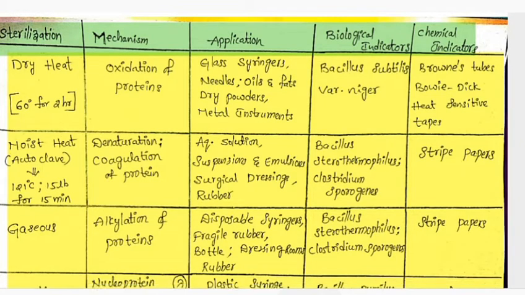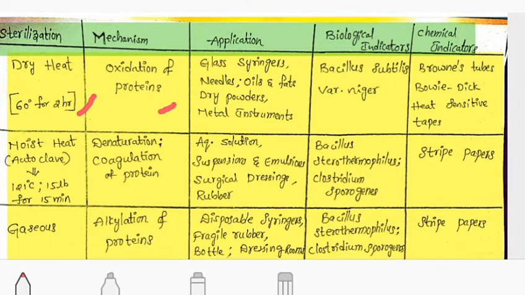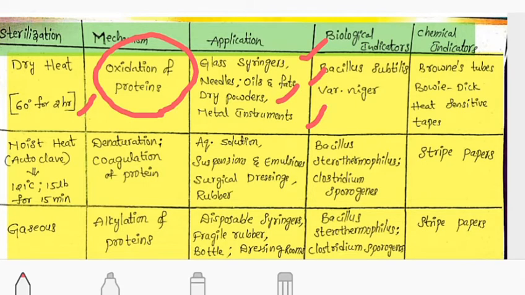And the mechanism of sterilization by dry heating is oxidation of protein. This is very important for the GPAT orientation. And what are the applications of dry heating? Glass syringes, needles, oils and fats, dry powders and metal instruments are sterilized by using dry heating.